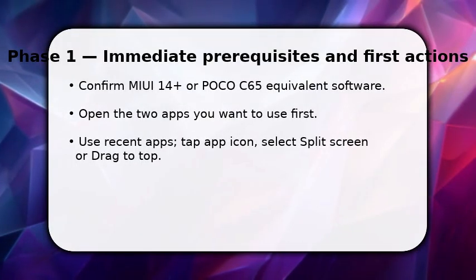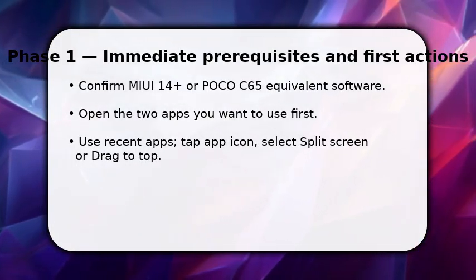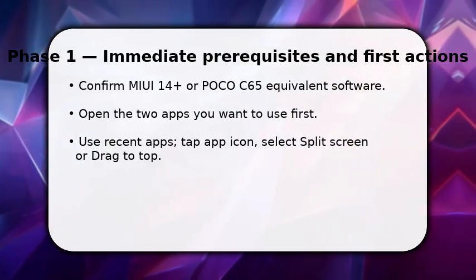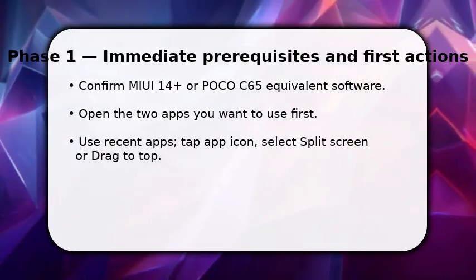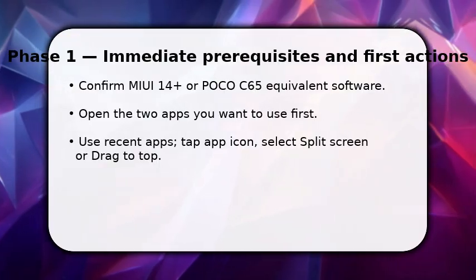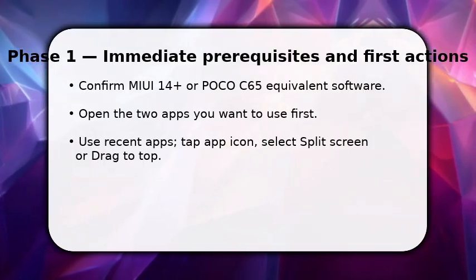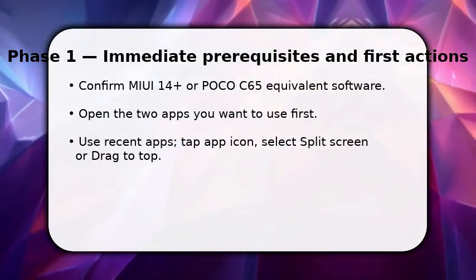You start by preparing apps and the recent apps view. Make sure your Poco C65 is updated and you have the two apps open. Now tap the Recent Apps button or gesture to show multitasking. Next, tap the app icon in the card. Choose Split Screen from the menu. This pins the first app to the top or left.